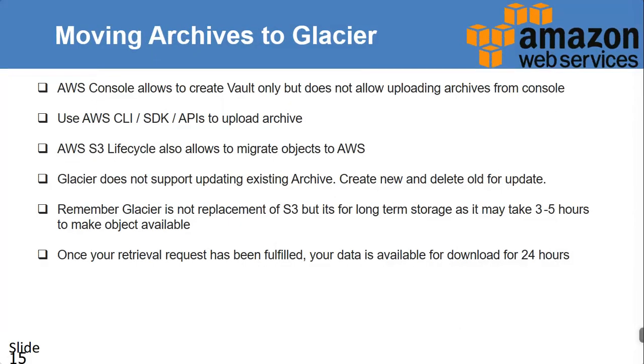The AWS console does not provide you the facility to upload the data. You can do it through CLI or SDK. You can migrate your S3 data to Glacier using lifecycle. I already gave an assignment to many of you that you can upload the data through S3 lifecycle to Glacier. Glacier does not support existing archives.